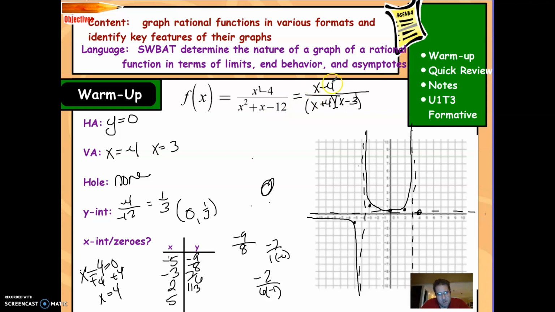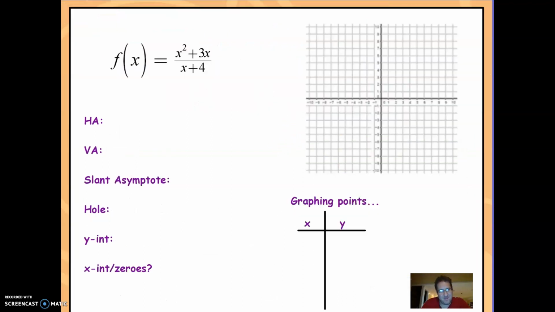So let's see what happens here. 5 minus 4 is 1. 5 plus 4 is 9, times 5 minus 3 is 2. So that's 1/18. I must have done something wrong. So 5 minus 4 is 1, 5 plus 4 is 9, 5 minus 3 is 2. 1/18. That doesn't seem to make sense. It should have been like that, but neither does that asymptote. Okay, I'm going to move on from it.